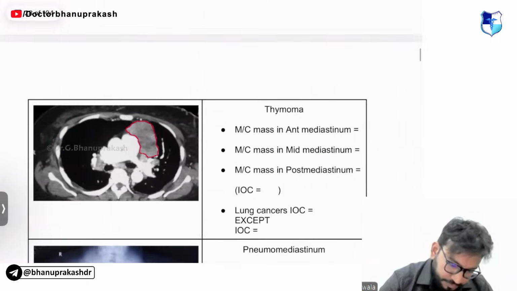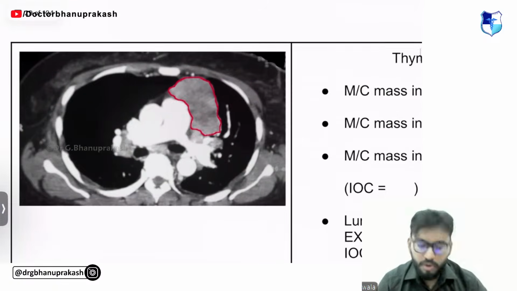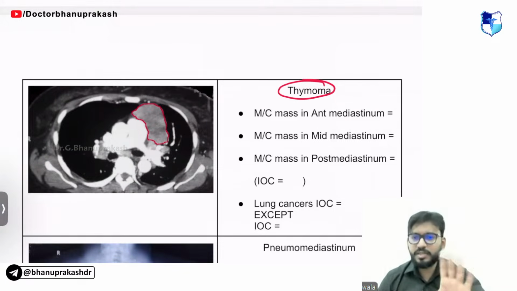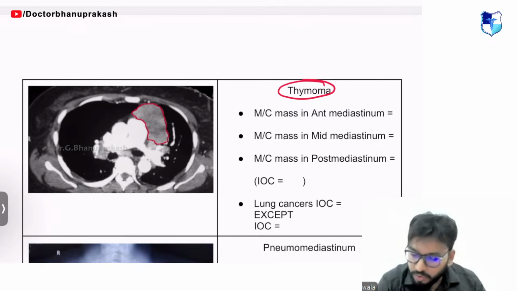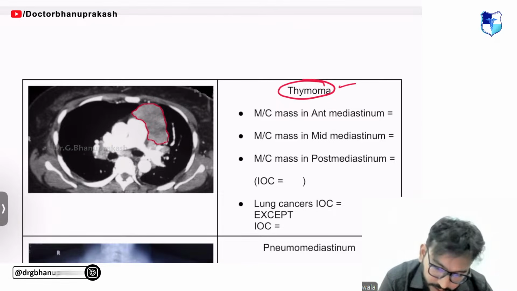Okay, moving on. Look at this, guys. This is a mass. Okay, I'll just show you the answer. What is this? Thymoma. Okay, that's not significant. This is a thymoma image that I've given you. But what are the questions asked, guys? What is the most common mass in the anterior mediastinum? Come on, the answer is right here.